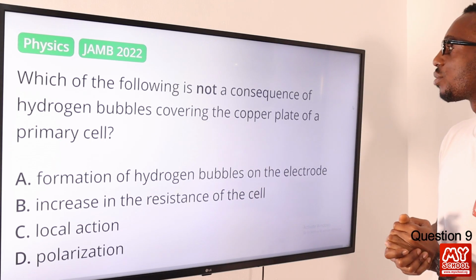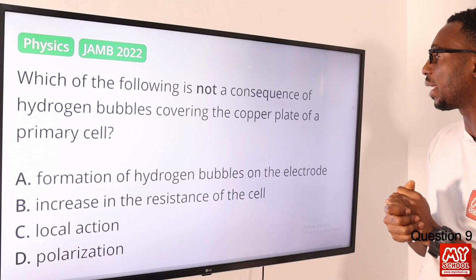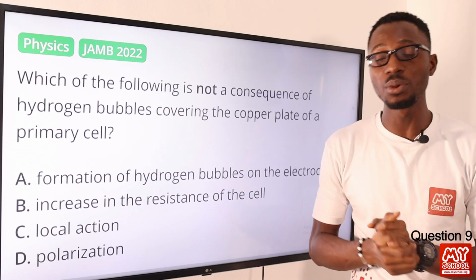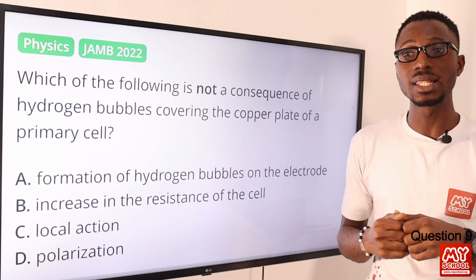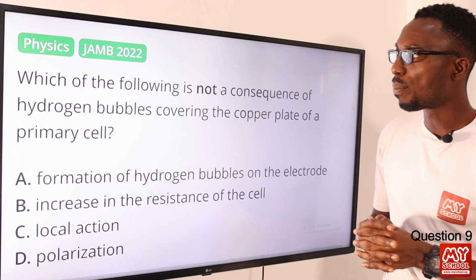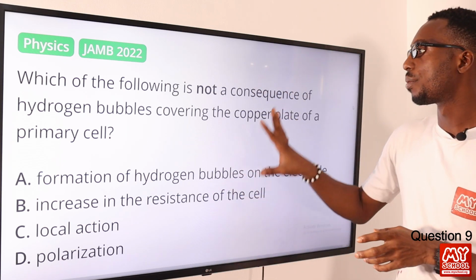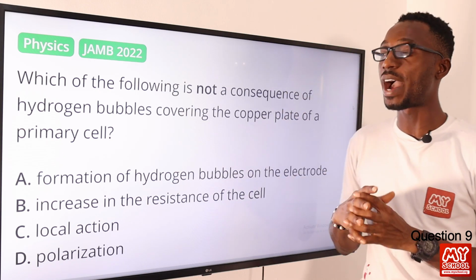We have question 9. Which of the following is not a consequence of hydrogen bubbles covering the copper plate of a primary cell? So I'm going to take a simple primary cell right here. You can refer to it as the voltaic cell or the zinc copper cell. Basically, we're looking at which of these options is not a consequence of hydrogen bubbles.